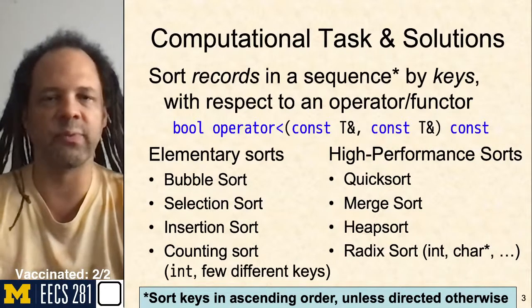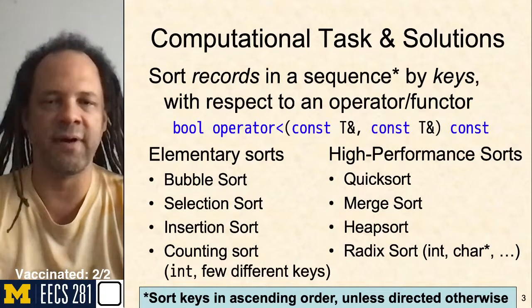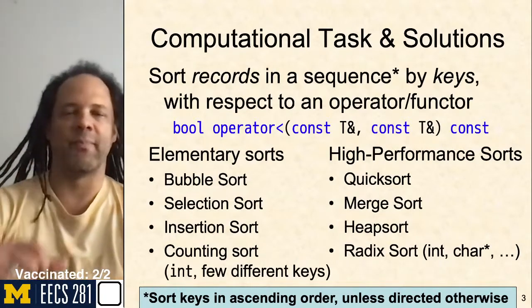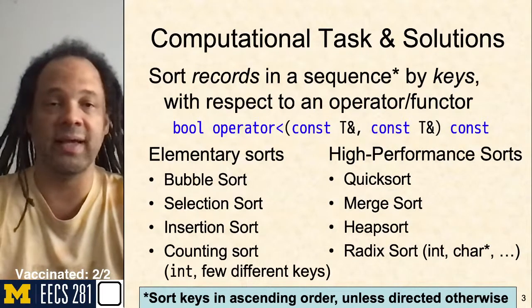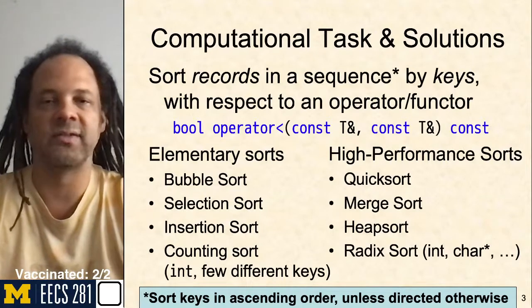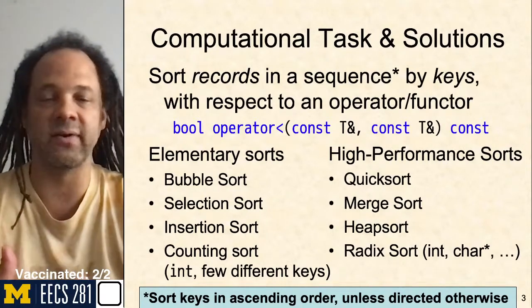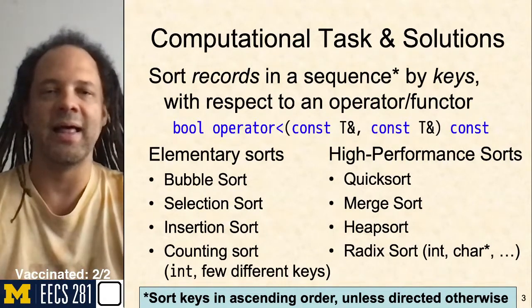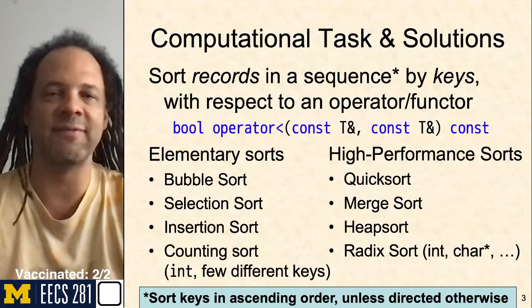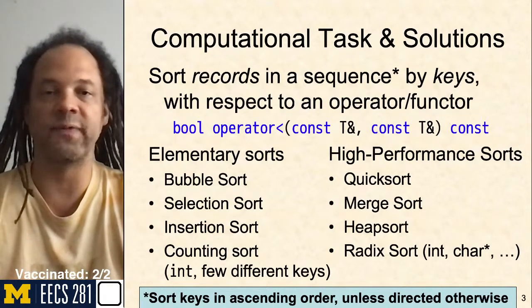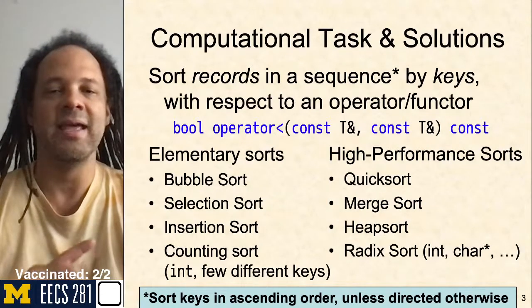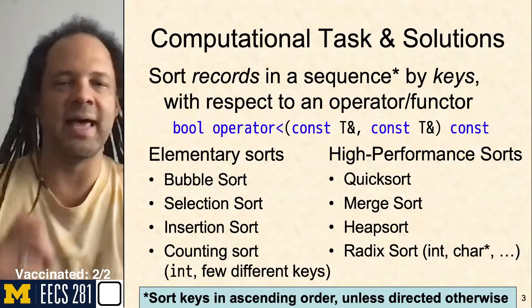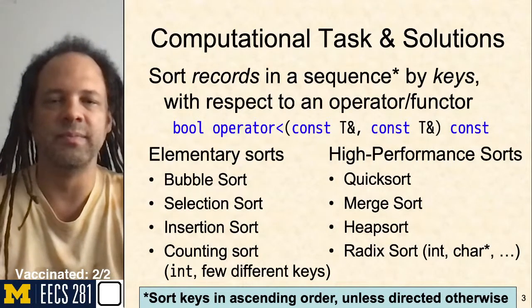And we're going to do this with respect to some operator or a functor. We see here that the operator less than is being used. So standard less will call operator less than if it exists. That's the way that it works. The STL uses standard less, and if operator less than is defined for your data type, or if you've got a built-in data type, which of course less than is also defined for, then it will use the less than to make that happen.